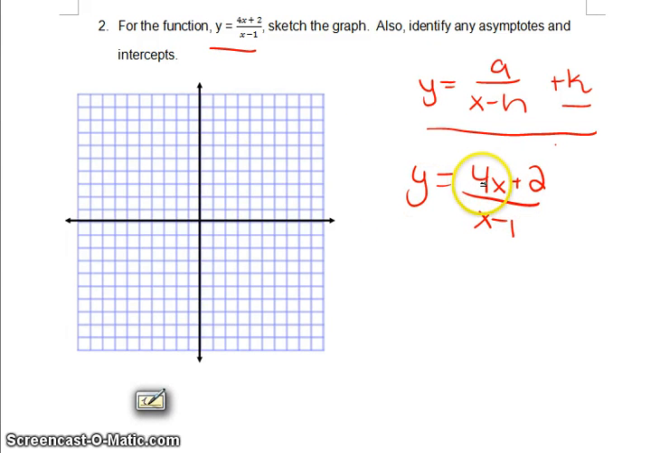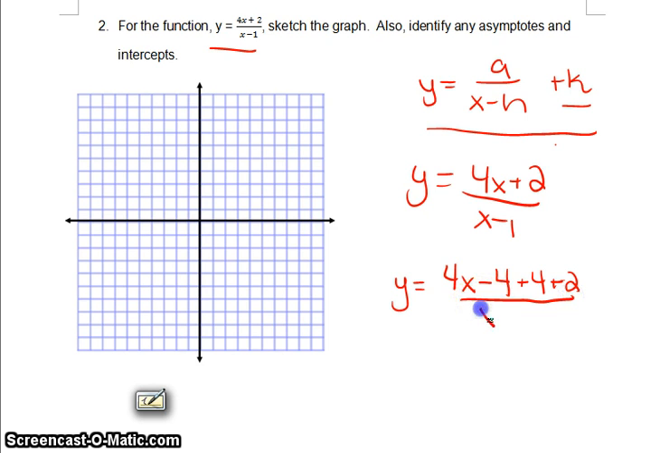So first, how do we get 4x plus 2 to look like x minus 1? We need to separate this 4 and x, because we need x minus 1. So we're going to rewrite it with a minus 4, so that you can take out the common factor 4 and have x minus 1. But we want this to be an equivalent fraction, so you need to add 4 afterwards. That way this would still be 4x, this would cancel out, and then we'd have plus 2, divided by x minus 1.